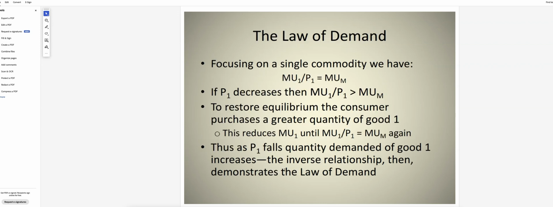And what that leads Marshall to is his first statement of the law of demand: as the price falls, the quantity demanded rises. And as the quantity demanded rises, what we would see is that the marginal utility is falling. So then the consumer would be less willing to pay for that good. And there's our link between the price and the quantity.